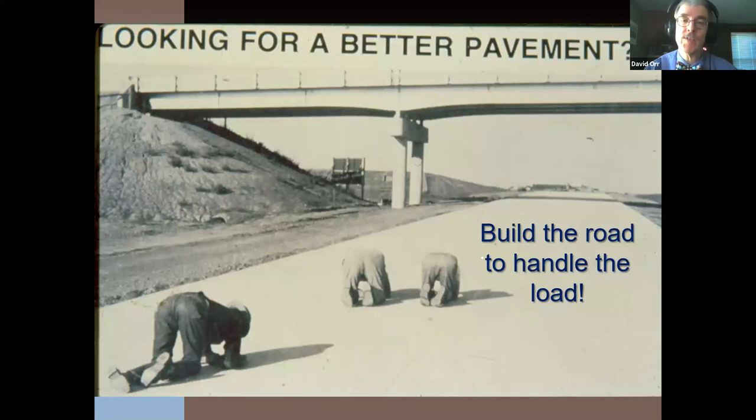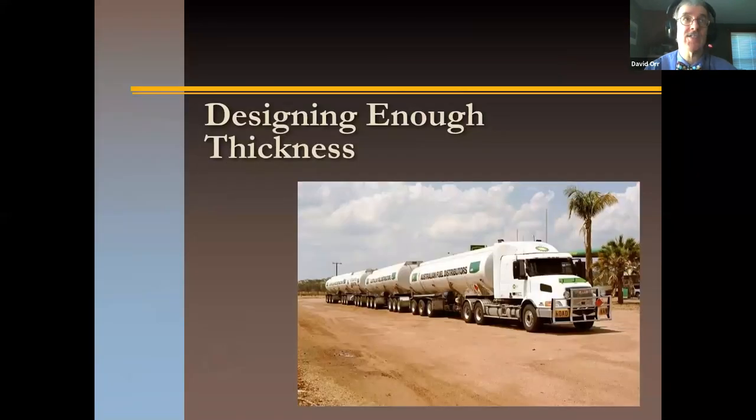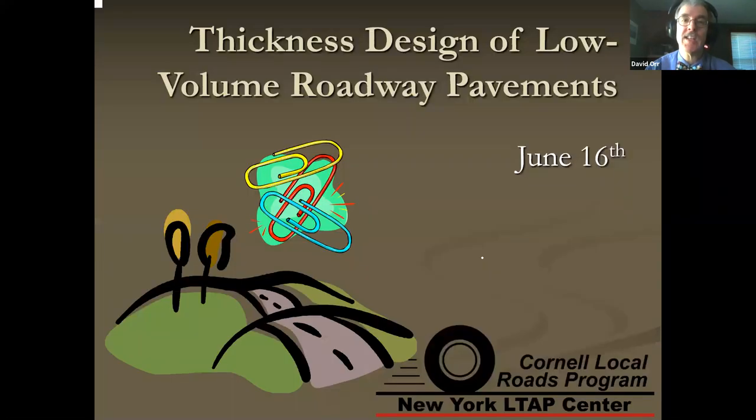So one of the first things we want to talk about is designing enough thickness. Now, we have a 1-hour webinar today. We're not going to get into designing enough thickness, but you can design even a gravel road to handle some pretty hefty loads. This is out of Australia. And you can see this is a pretty hefty looking truck. Yes, this is one truck on a gravel road. And it will work if you've designed for it properly. If you're really interested in that, though, I'd advise you go back to our information highway and look up the thickness design of low volume pavements. It was held on June 16th. You can watch the recording.